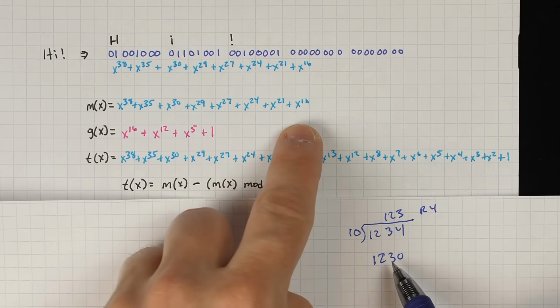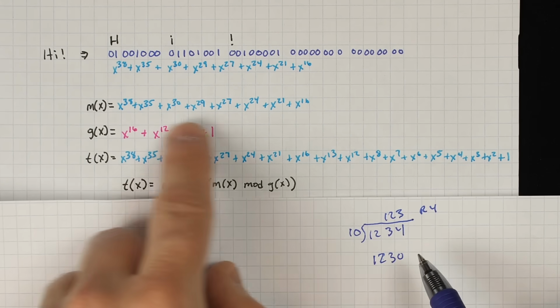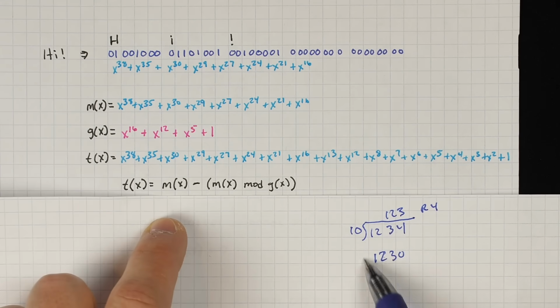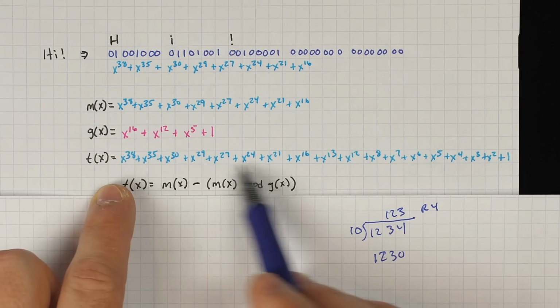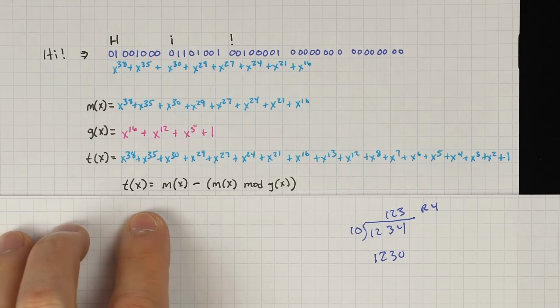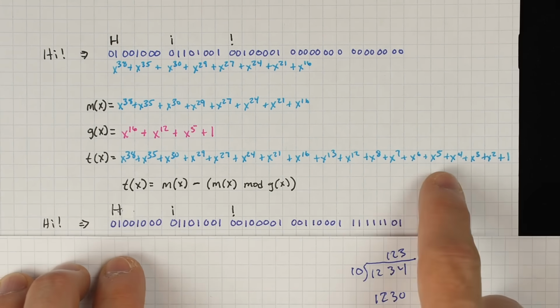Well, same thing here. Our message, you can think of that like the 1, 2, 3, 4. If we subtract the remainder from the message, then what we end up with, this 1, 2, 3, 0 now, is divisible by 10. Same thing. Our transmitted message is now divisible by our generator polynomial. And that's very handy because then we can send that transmitted message to our receiver.